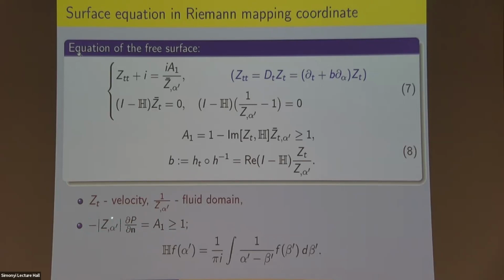So because this is a positive quantity, this is non-negative, this is non-negative, A1 is greater than or equal to 1. So negative dp/dn is greater than 1. So even if the wave overturned, that's true. Okay, but still, this is a nonlinear equation, so we don't know how to solve it directly.